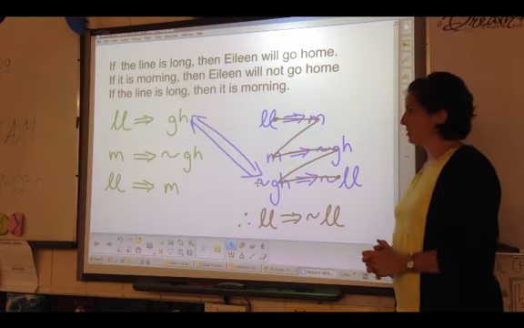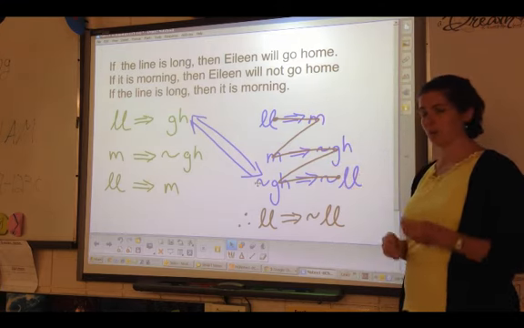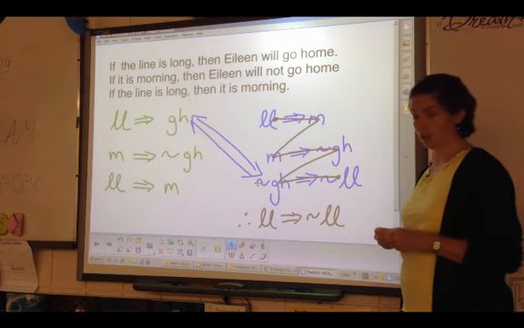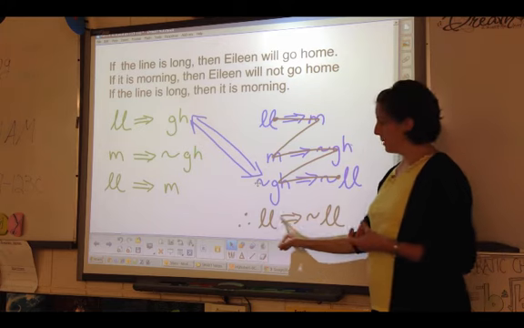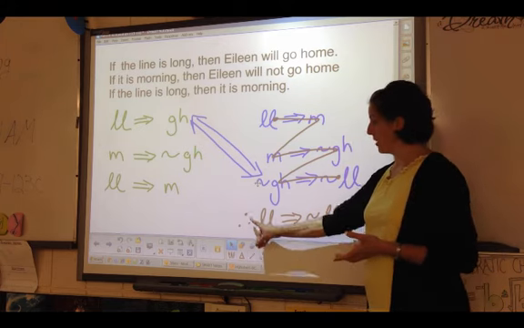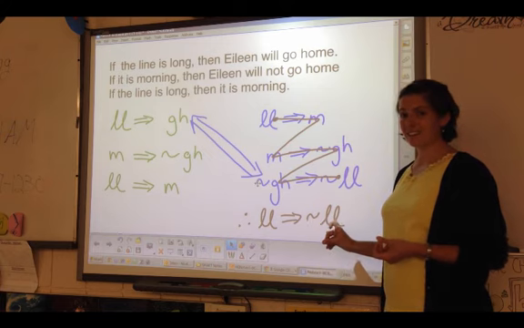So here's the solution to this problem. And hopefully you got the chain rule to work, but hopefully it also felt really awkward to you when you were getting it to work. That your statement should be, or your conclusion should be, therefore, long lines imply not long lines.